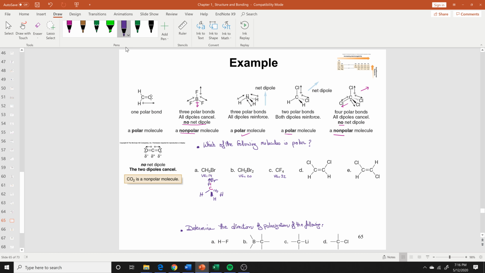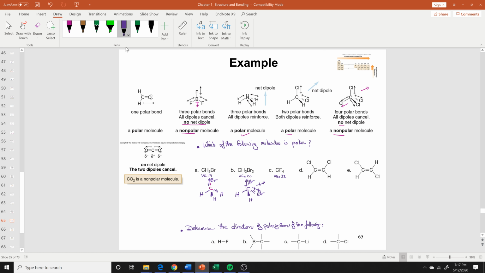CH2Br2, so let's draw it over here. It's the same thing as the CH2Cl2, exactly the same thing. The molecule will be polar, so you have a bromine here, you have a bromine there, and then you have a hydrogen, and then you have a hydrogen here. So these two are going to be nonpolar, but the CBr and the CBr here, they have a resultant going this way. So the molecule is polar.